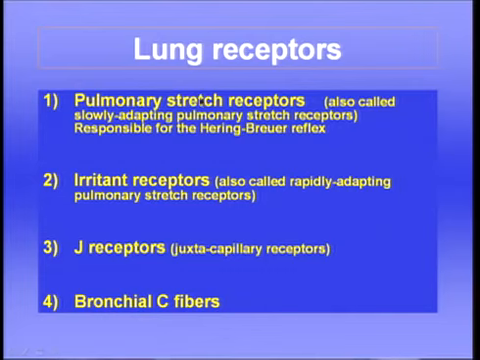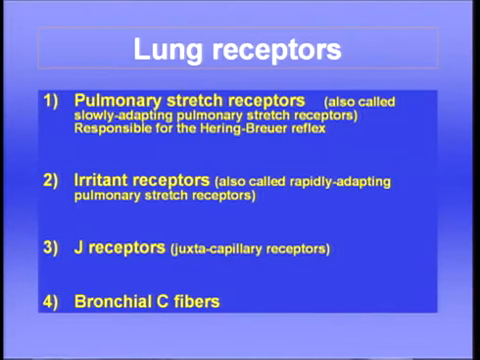I personally happen to prefer stretch receptor, but a lot of people call them slowly adapting, and that means that if you change the signal on the receptor, if you change for example the volume of the lung, the receptor will maintain responding at that increased level. That's a slowly adapting one, whereas a rapidly adapting receptor will initially increase its output and then it'll return towards normal. Now there's a classical reflex that should be mentioned.